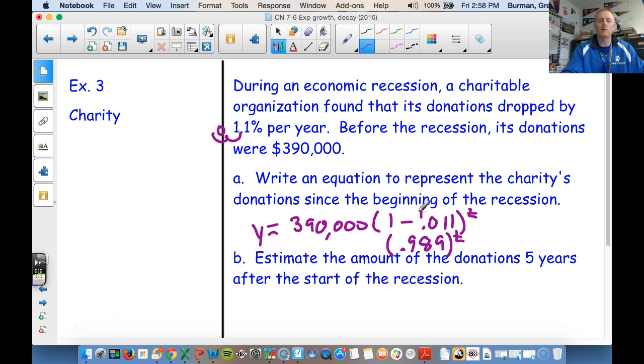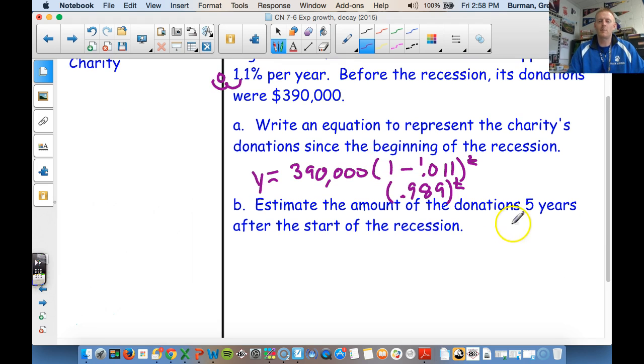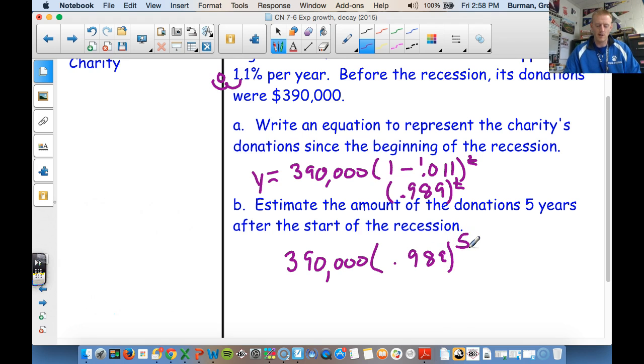So again, what we would end up doing here, folks, is we're going to type in the number 5 for t. So you're going to have 390,000 times 0.989 to the 5th power.